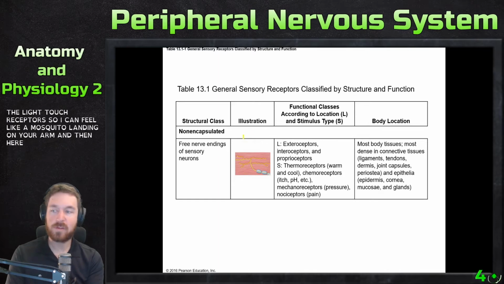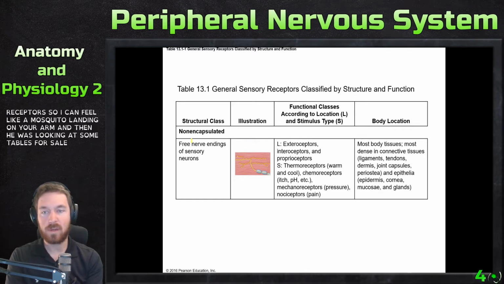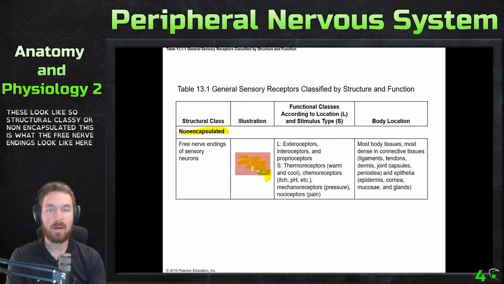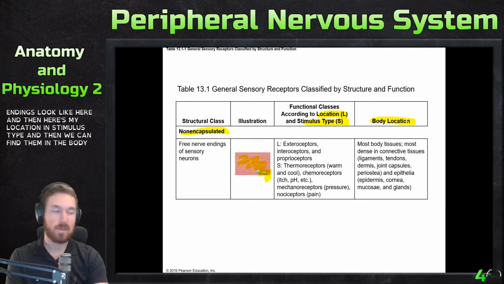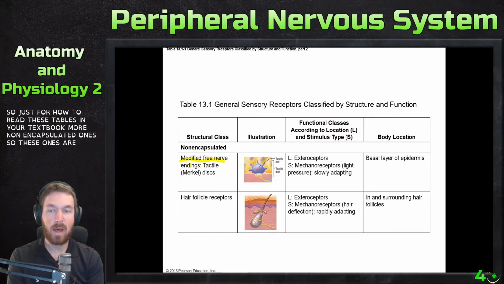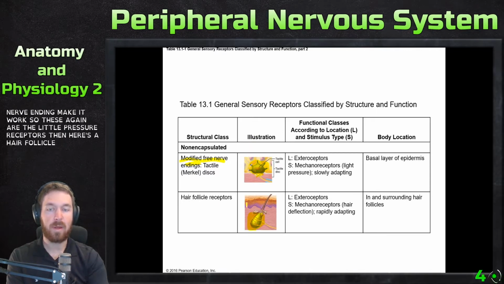And then here, we're looking at some tables for what some of these look like. So structural class here, non-encapsulated. This is what the free nerve endings look like here. And then here is by location and stimulus type, and then where you can find them in the body. So just for how to read these tables in your textbook. Then more non-encapsulated ones. These ones are modified free nerve endings. So this is a free nerve ending, but it has another cell that helps make it work. These, again, are the little pressure receptors. Then here's the hair follicle one as well.